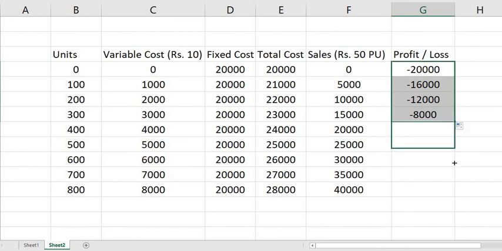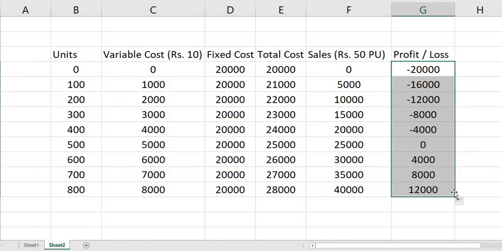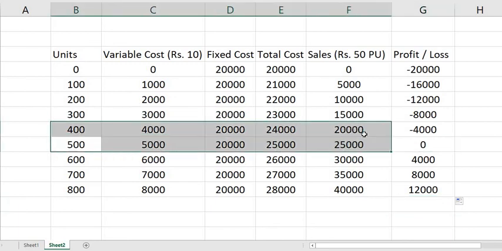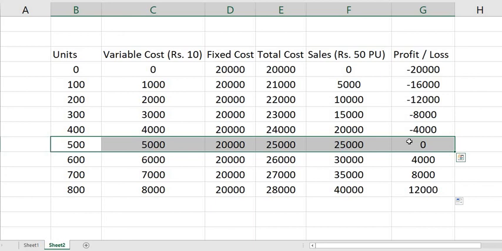Like that, when you do it for all the different levels of output, okay, so we know that at a certain point, that is when you produce or sell 500 units, what happens? You don't have a profit or loss. You are in a situation where zero profit, no loss situation. You have rightly guessed that this situation is called break-even point. So 500 units is the break-even point in units, and 25,000 rupees is the break-even sales volume.